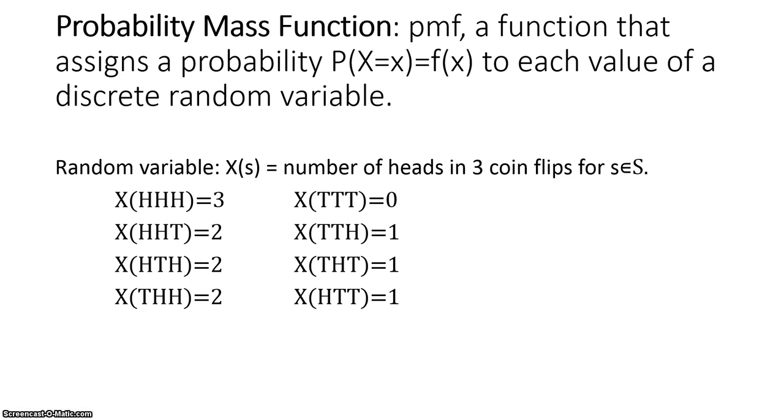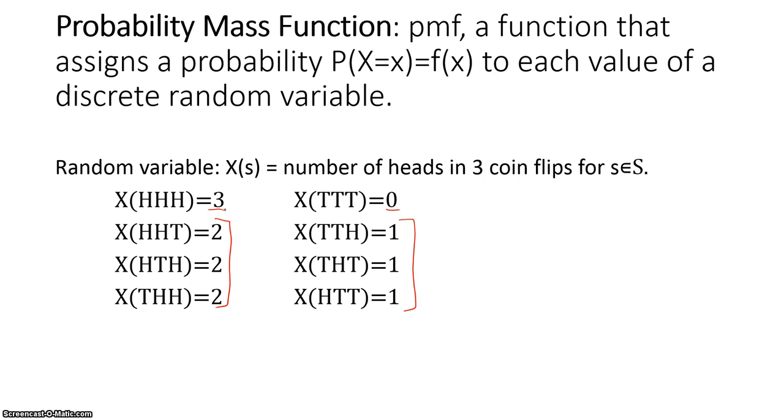So when we describe the probability mass function, we're going to need to have the probability of each individual value that the random variable can take on. So we can see that these values, our little x's, are going to be 0, 1, 2, and 3. And the PMF is going to assign probability to each of those possible outcomes.